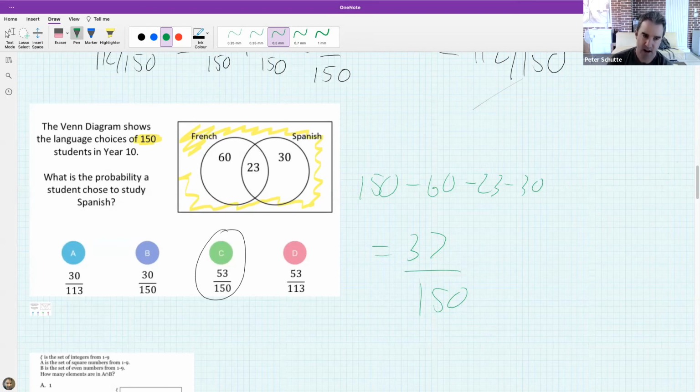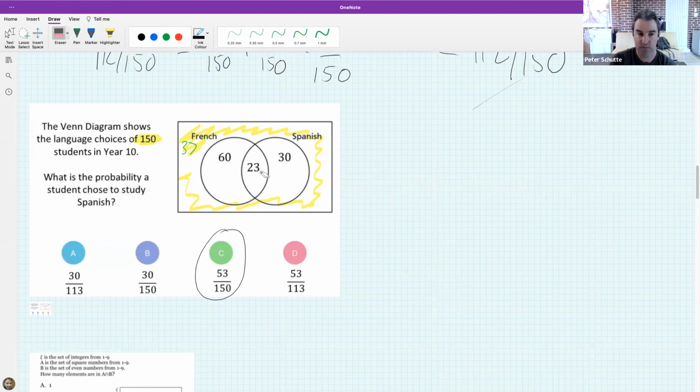Okay, now I want to ask you, so we know that this region out here is 37. What is the probability that somebody does not study French in this particular question? So the way I would say it is, what is the probability that someone does not study French? So we'd say the complement of F, F dash. F dash means not French. So what's the probability that somebody does not study French?